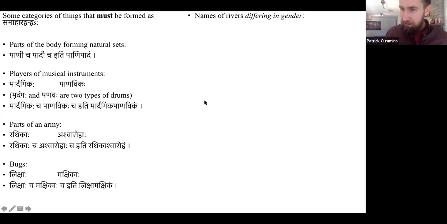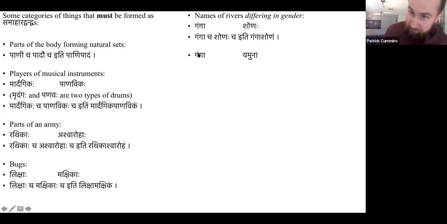Exactly. It gets a little more niche-y. So names of rivers differing in gender, such as like the Ganga, feminine, and the Shona, masculine, would in fact form a samahara dvandva, but if the rivers are in the same gender, it doesn't form a samahara dvandva, which is very specific. If you see here, Ganga-Yamune, this is the feminine dual.